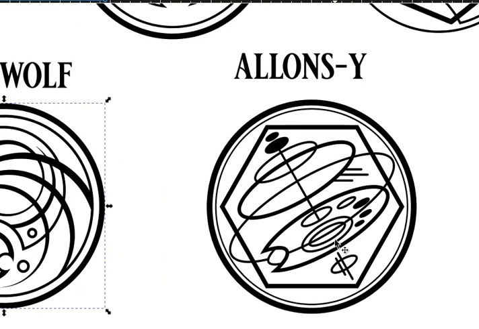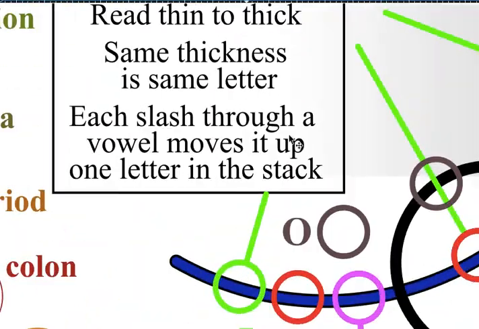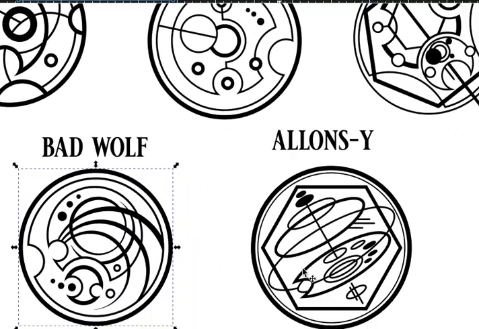So here we have our double L with 1, 2, 3 dots, and I wanted to make sure this A was read before the double L, because right now it's attached to the double L. It's in the same position. That means it would be read after the double L. So I've got to scooch it up 1, 2 letters. So I put 2 slashes through it. So each slash through a vowel moves it up 1 letter in the stack. So here we have 2 slashes through the A, so it moves it up in front of this double L.